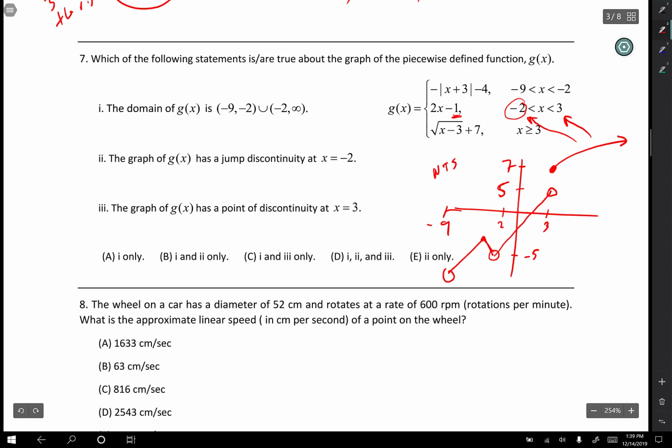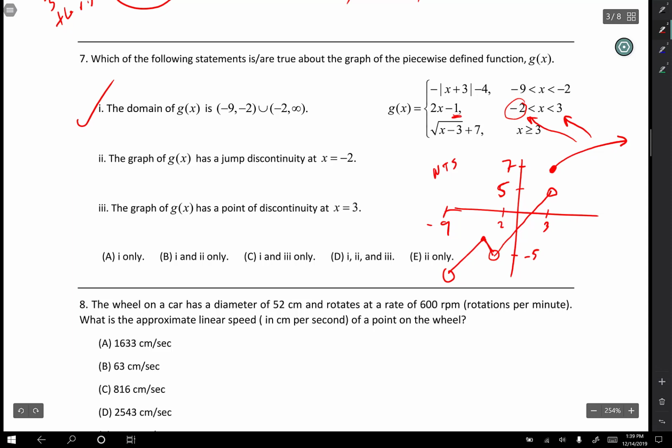Okay, now we're ready. The domain is negative 9 to negative 2, notice parentheses on both, and negative 2 to infinity. Yep. You are defined at 3, guys, from this bottom one here. So that one is true.